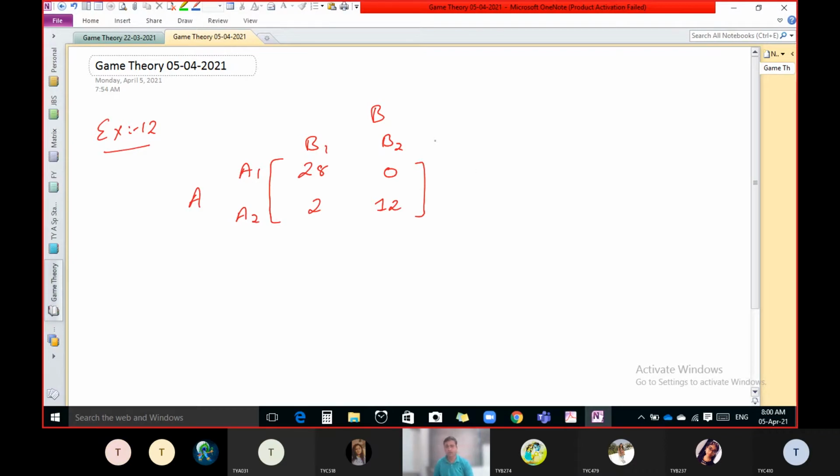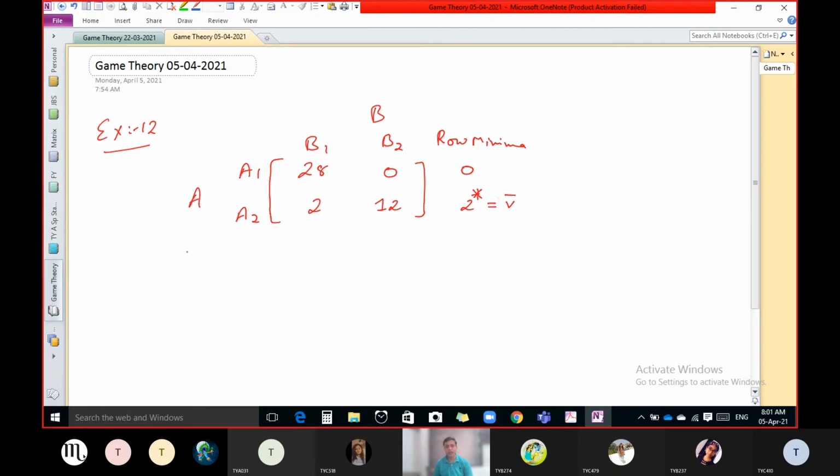So the first step is to check whether the game has a saddle point or not. To know that, we have to find out row minima. In the first row, we have to find the minimum value. Out of 28 and 0, 0 is minimum. And out of 2 and 12, 2 is minimum. Now out of these two values, 0 and 2, you have to select the maximum. Maximum is 2, which is known as the upper value of the game.